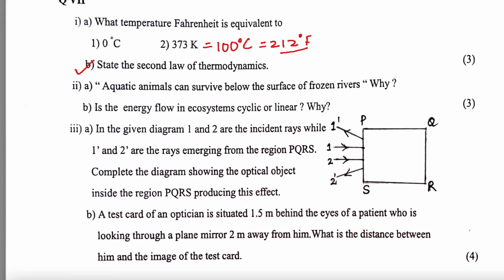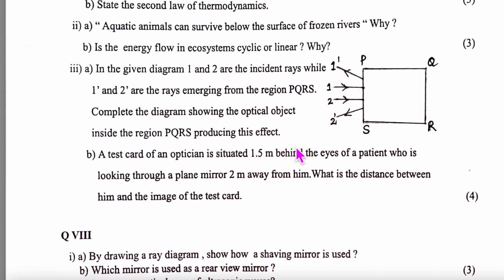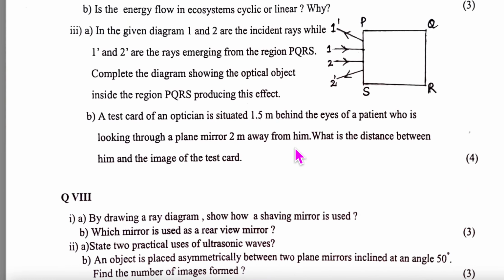This is second law of thermodynamics. First law of thermodynamics is learning work. Aquatic animals can survive below the frozen rivers. Anomalous expansion, it is again learning work. Is the energy flow in an ecosystem cyclic or linear? This again is learning work. Can you see that? So you have to do learning work, loads of learning work you'll have to do today.